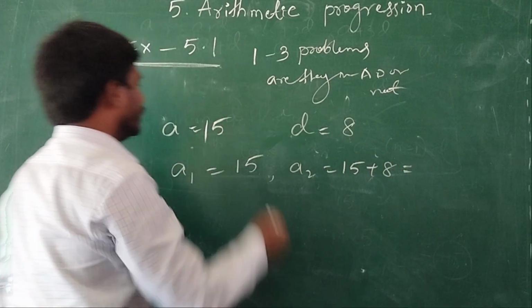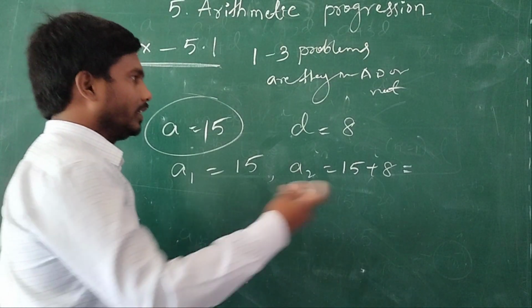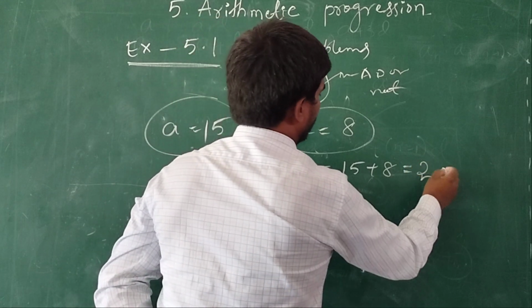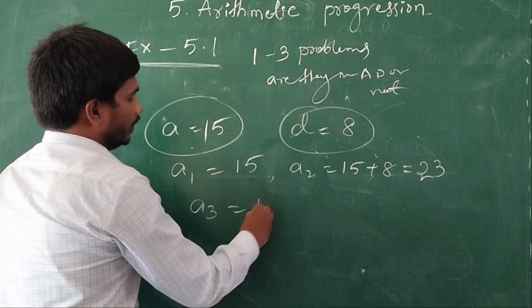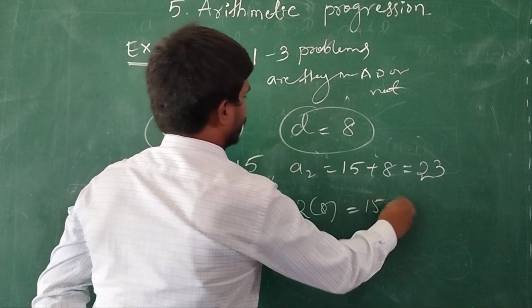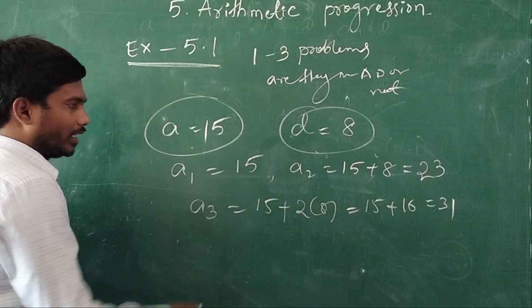Auto charge for the first kilometer is 15 rupees. For the second kilometer, it is 15 plus 8, which is 23. Next, for the third kilometer, 15 plus 2 times 8 rupees, so 15 plus 16 is 31. So they are in arithmetic progression. How are they in arithmetic progression?